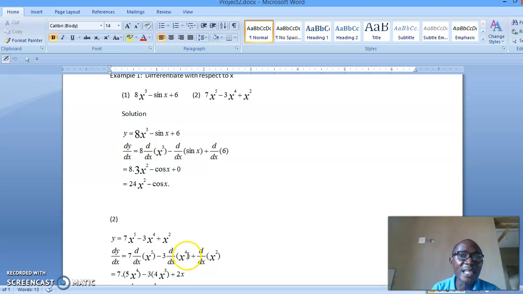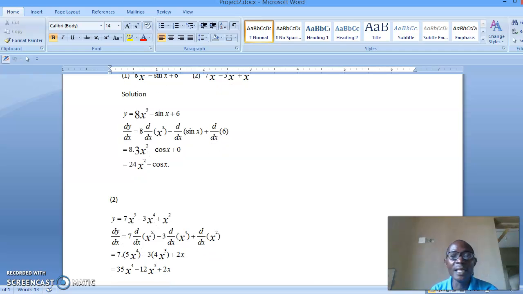Now when you differentiate x raised to the power 4, 4 multiplied by 1 here, you have 4, because the coefficient of x raised to the power 4 here is 1. So 4 times 1 is 4. Then you subtract 1 from that 4, you have x raised to the power 3. Then plus 2 times 1 here, you have 2. So you subtract 1 from that 2, you have 1. So you have 2x.